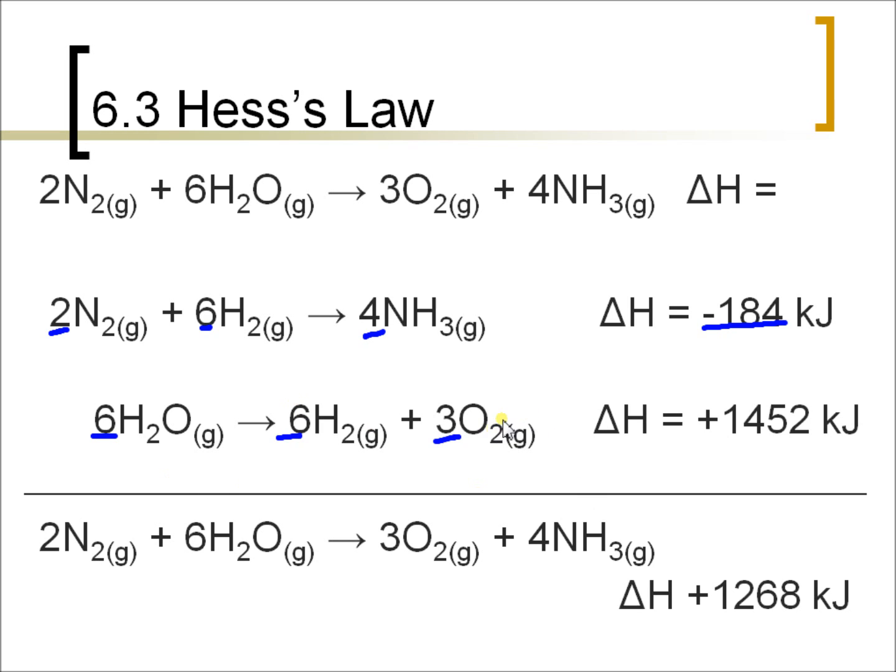Okay, so once I flipped it and changed my signs for each, remember you have to multiply and change the signs, you add up both steps and you get exactly what we're looking for, and we find out that our delta H actually equals a positive 1268 kilojoules.